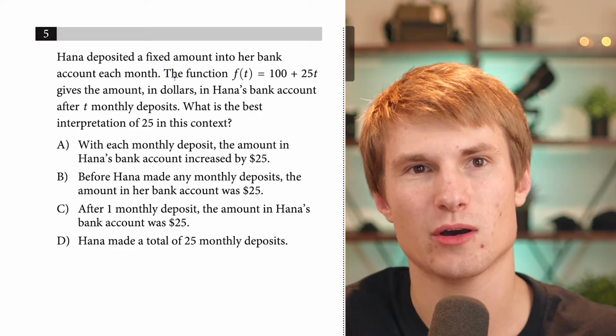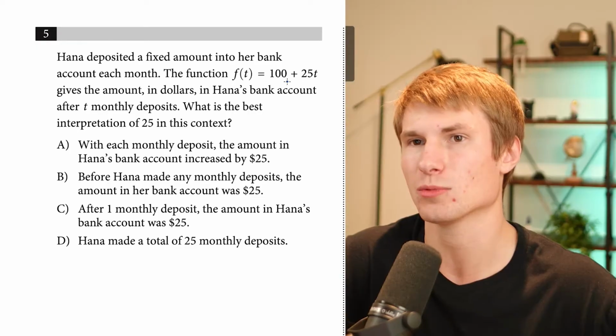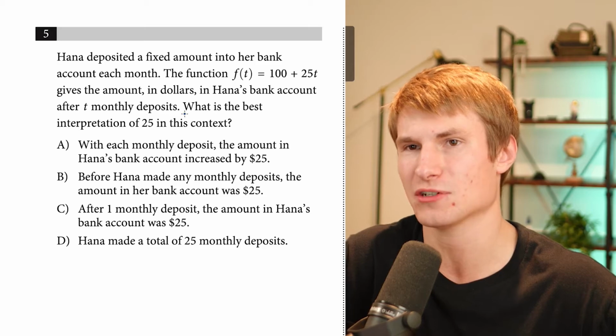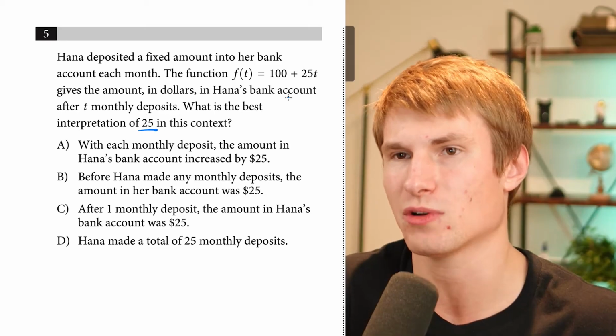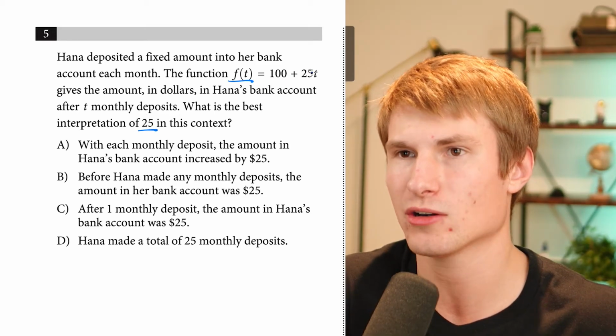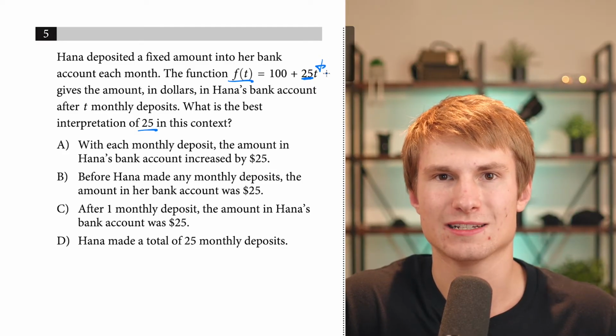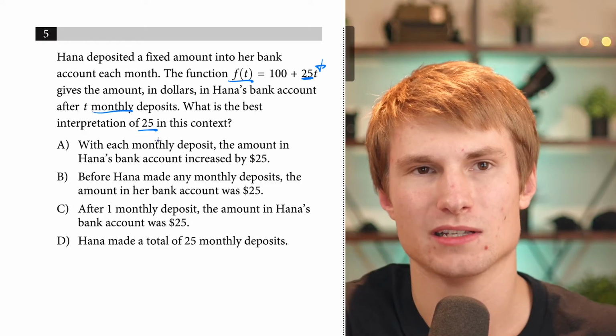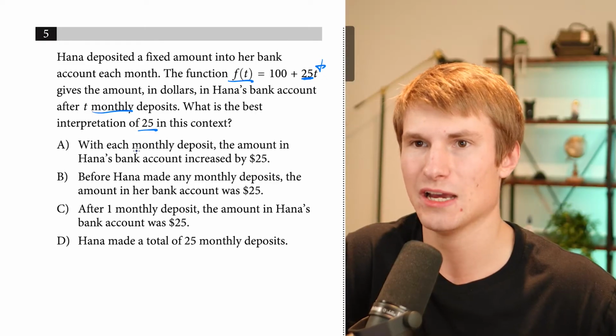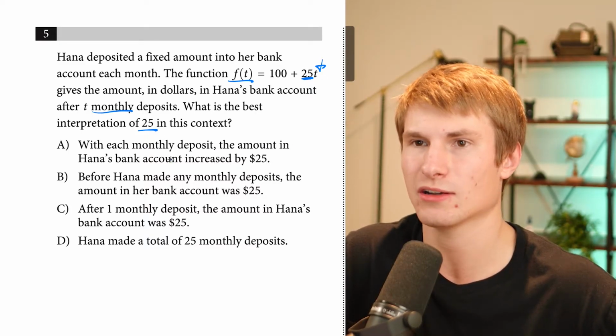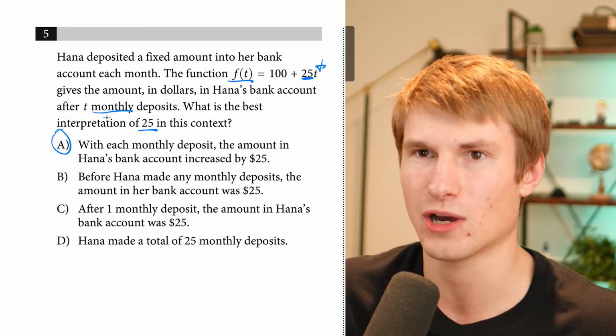Here's question 5. Hannah deposited a fixed amount in her bank account each month. Function f of t equals 100 plus 25t gives the amount in dollars in Hannah's bank account after t monthly deposits. What is the best interpretation of 25 in this context? F of t is the total amount in her bank account. That is increasing by $25 every t times, or in other words, every monthly deposit increases the value of her account by 25. So we have option A, with each monthly deposit, the amount in Hannah's bank account increased by $25. Yes, that's perfect. We can go and move on to question number 6.